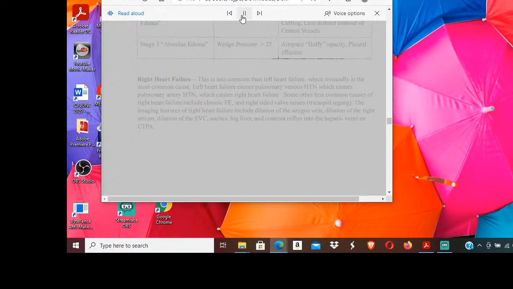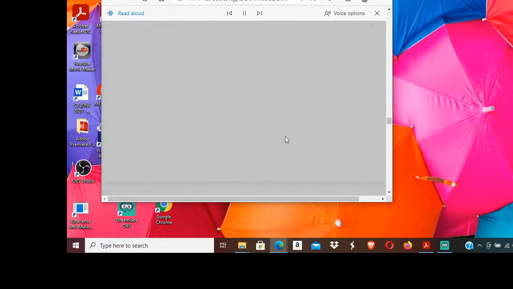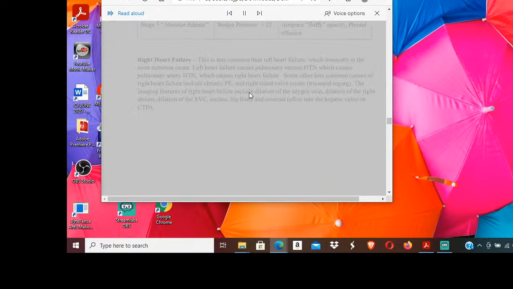Right heart failure. This is less common than left heart failure, which ironically is the most common cause. Left heart failure causes pulmonary venous HTN, which causes pulmonary artery HTN, which causes right heart failure. Some other less common causes of right heart failure include chronic PE and right-sided valve issues, tricuspid regurgitation. The imaging features of right heart failure include dilation of the azygos vein, dilation of the right atrium, dilation of the SVC, ascites, big liver, and contrast reflux into the hepatic veins on CTPA.